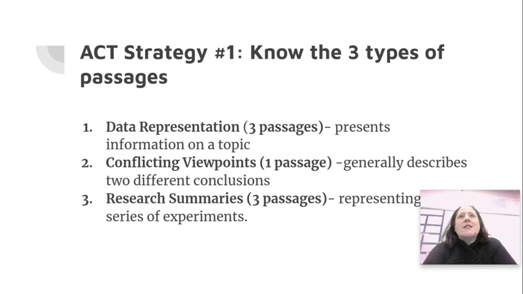So, the first strategy is you're going to want to understand that there are three types of passages. There's one that is data representation, and usually on the ACT, there are three passages that fit that category. So, when you're in the ACT science section, there will be three of those subsections that fit under data representation. And data representation generally presents information on a singular topic, but perhaps different viewpoints or different results in their data. So again, when you think of data, you want to think of graphs, tables, charts.